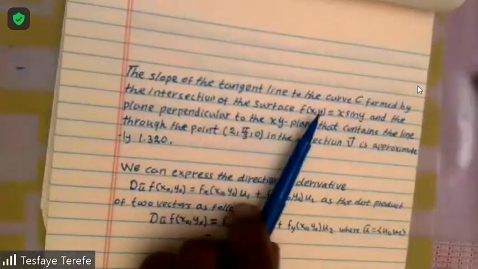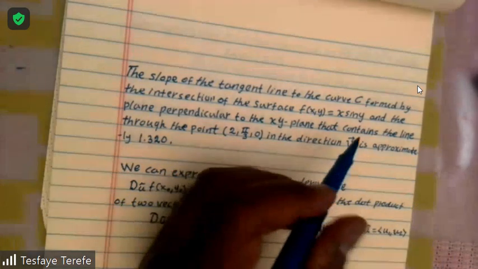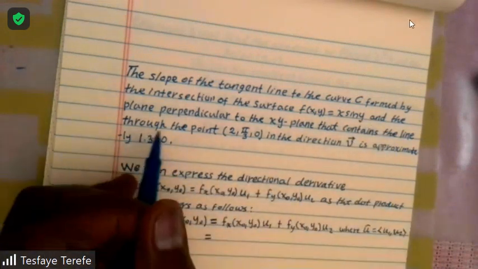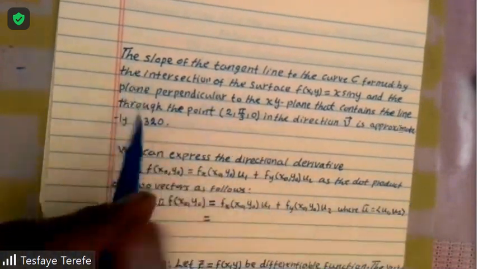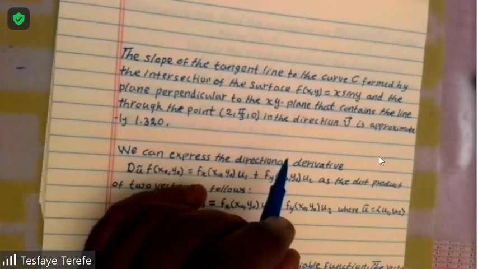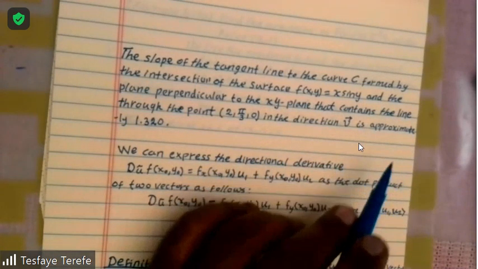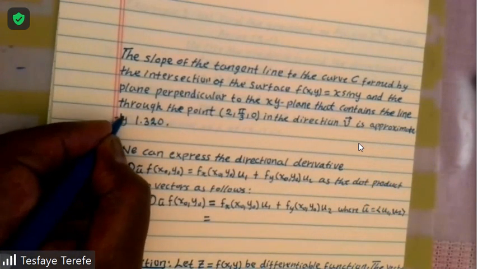So that is the slope of the tangent line to the curve C formed by the intersection of the surface f of x, y equals sine of x times sine of y, and the plane perpendicular to the xy plane that contains the line through this point in the direction of v, and that is approximated by 1.32. That is what it means.